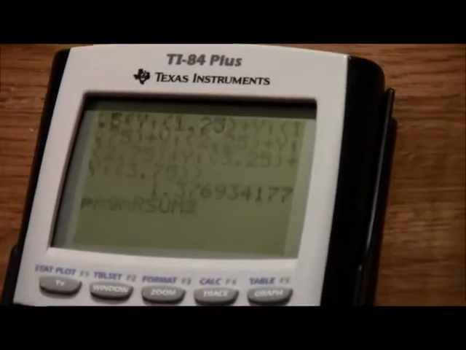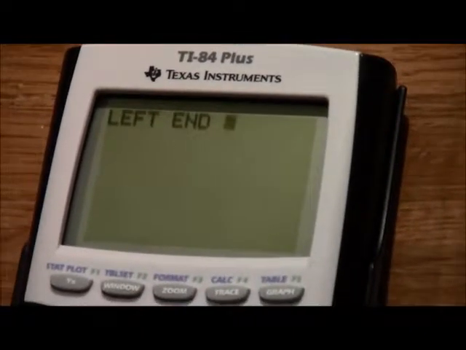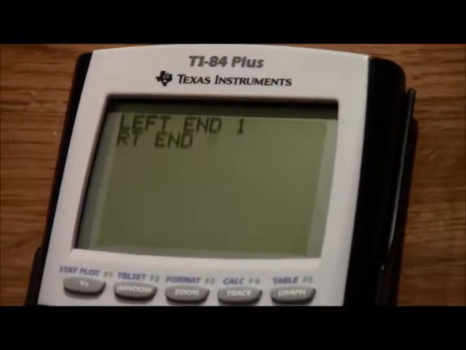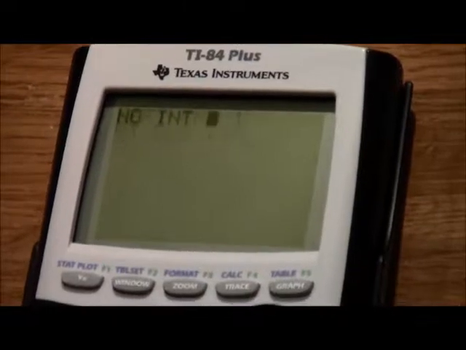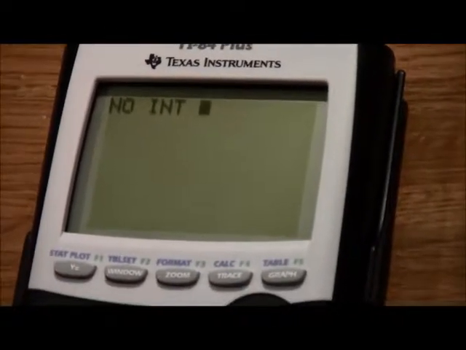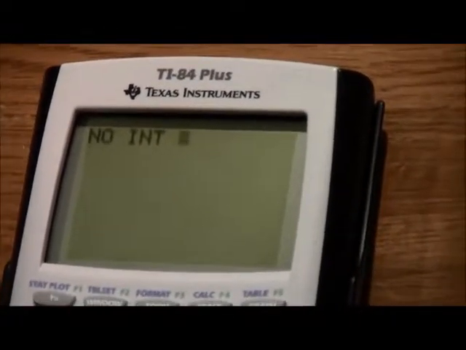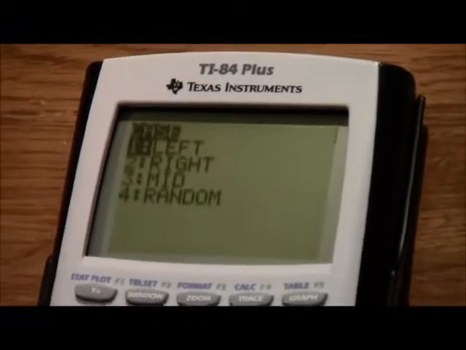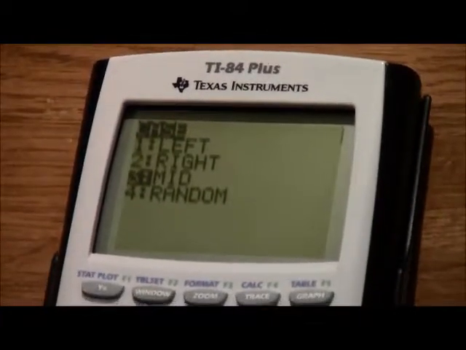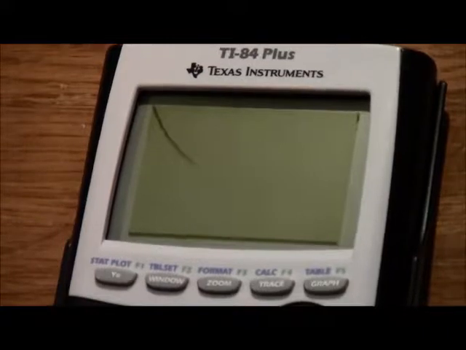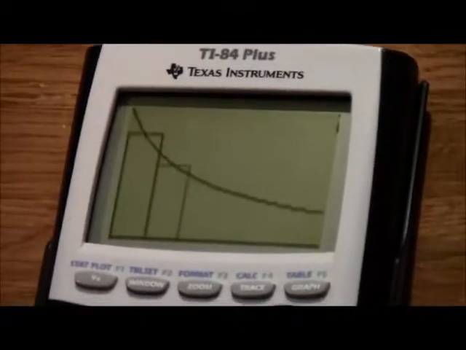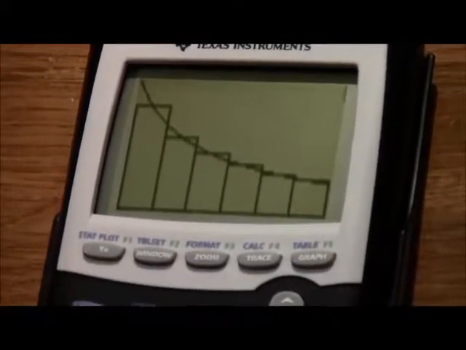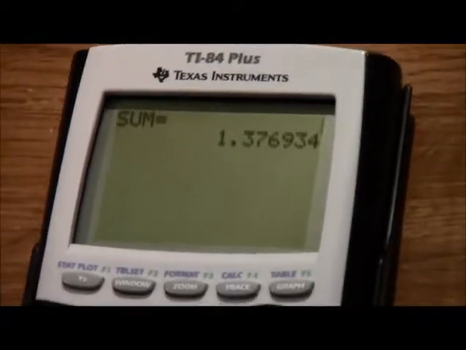And on the calculator, we hit program. On our sum, the left end is 1, the right end is 4, and the number of rectangles we want is 6. And we want midpoint because it's most accurate. So there's our graph, and there are our rectangles, and there's our answer.